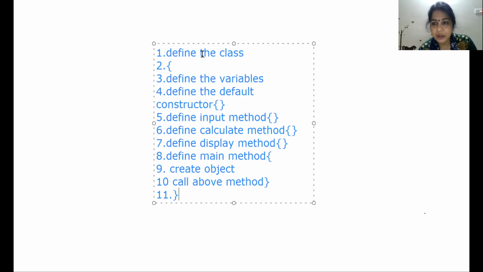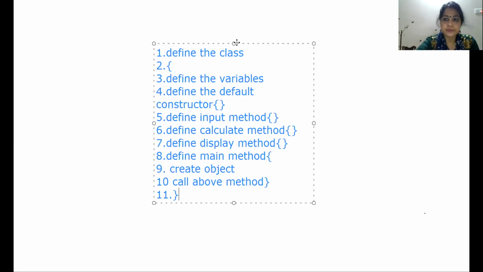Now look at the curly braces. Why did I mention the curly braces? Students make mistakes in giving curly braces. Always, after the class, we give curly braces and end with curly braces, as in step 11. Each and every method is started with curly braces and ended with curly braces. Main also starts with curly braces and ends with curly braces. Now you have to go to BlueJ, where we have to write the program.